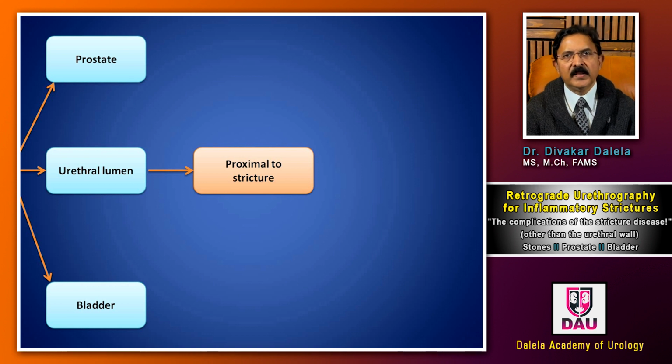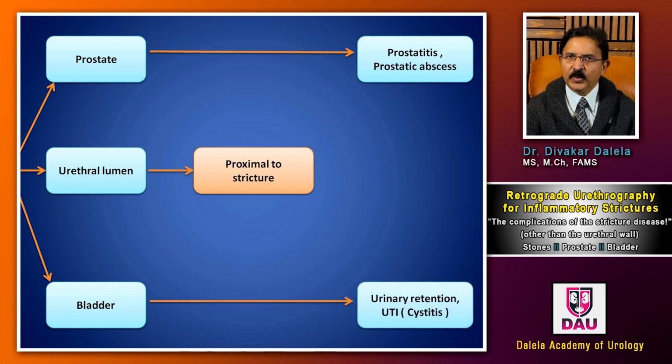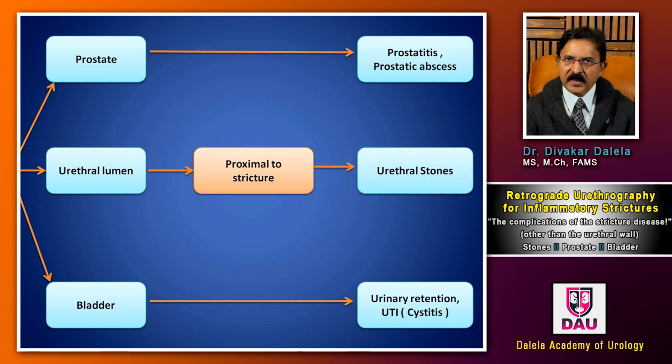I mentioned to you that complications of bladder and prostate are better seen by ultrasonography, but sometimes they are visible to you on the film, and you should therefore make a note of that. In prostate, it is prostatitis or an abscess. In bladder, it is urinary retention, for which you will see a catheter up in the bladder, a suprapubic catheter. And proximal to stricture, you get stone. So in this presentation, I'll be showing you how these complications look like on retrograde urethrogram film, the prostatitis or a stone or a retention.